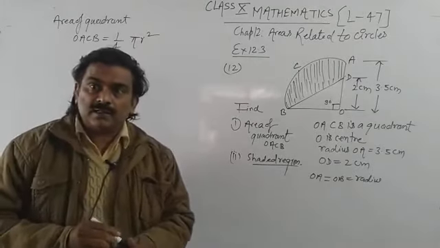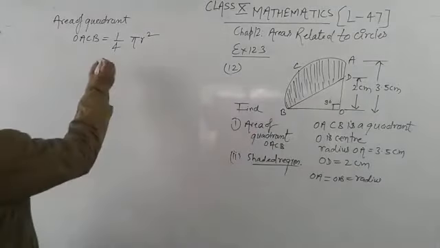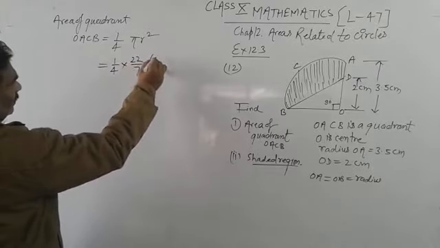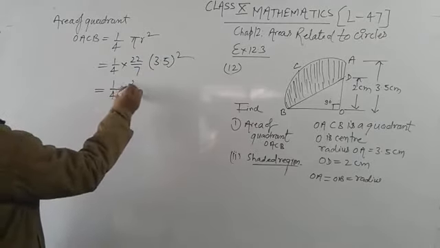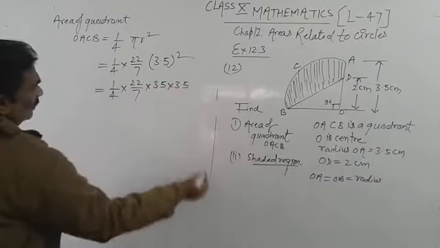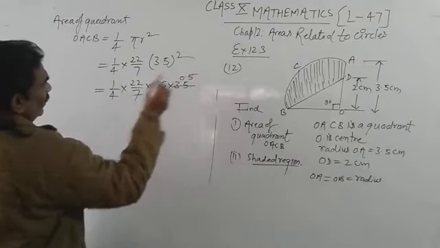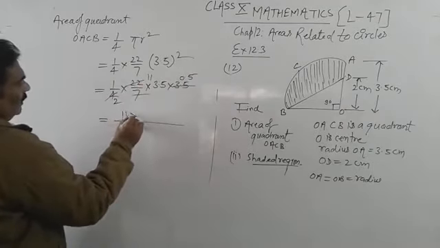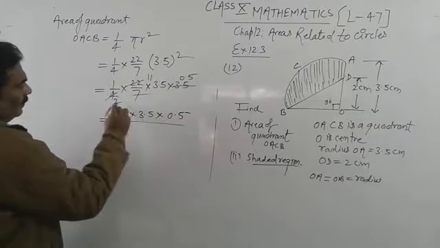Quadrant is a 4th part of a circle, therefore the area of this quadrant is equal to 1/4 into pi r square. 1/4 using pi 22/7 multiplied by radius, here 3.5 square. So now students, we will write 1/4 into 22/7 multiplied by 3.5 into 3.5. After simplification, 7 5s are 0.5, 2 2s are 4, 2 11s are 22, it means in the numerator 11 into 3.5 multiplied by 0.5, and in the denominator only 2 is there.